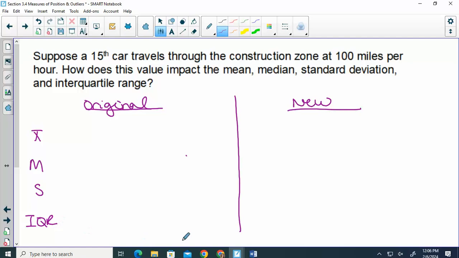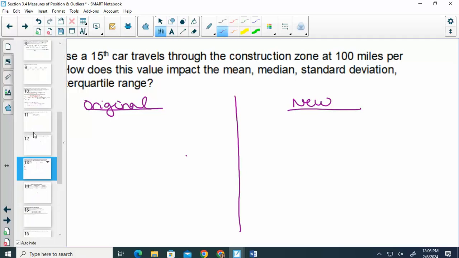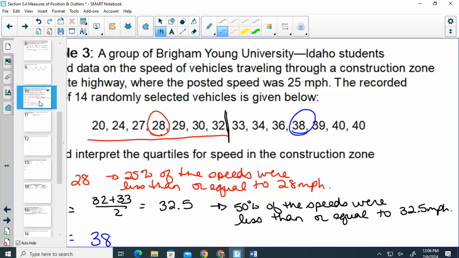Okay, so first let's go to our calculator and put in the original points. I'll come back to the slide in just a second if you need to write something down. So go to your list, and we want to put in all of these speeds. I should have 14 of them.